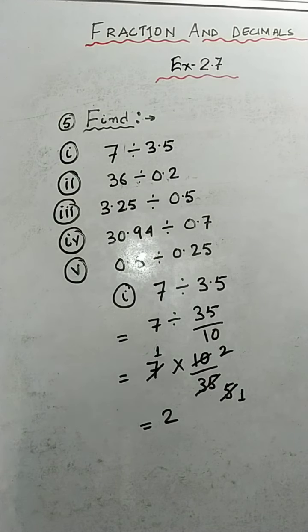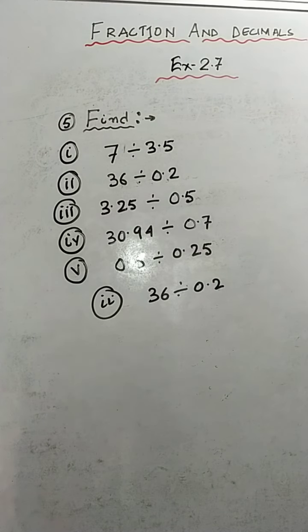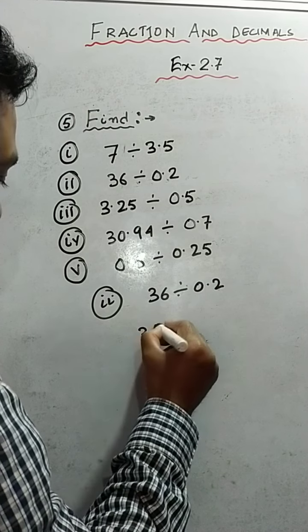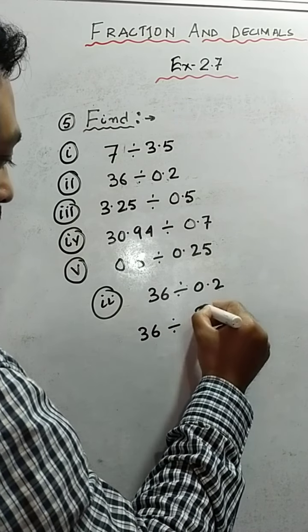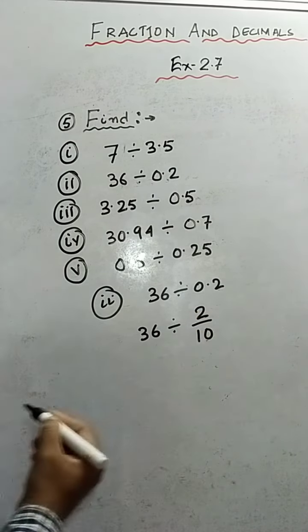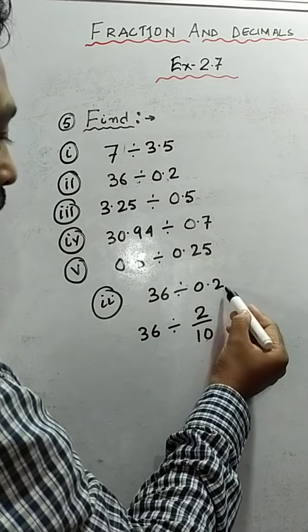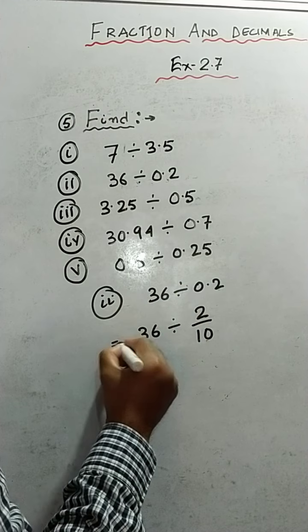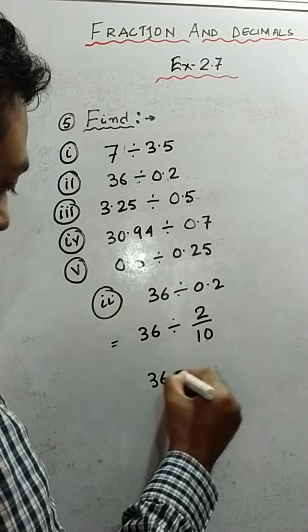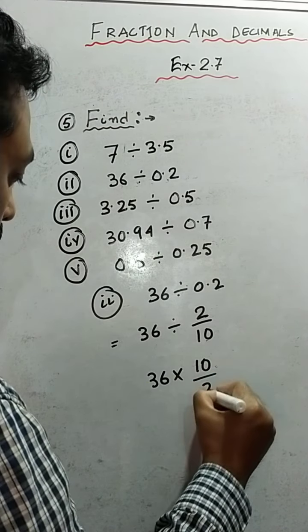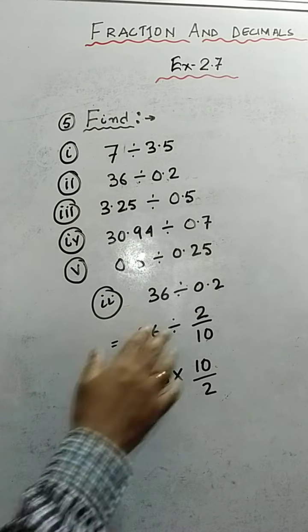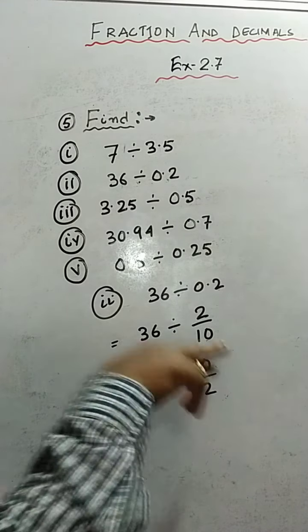Okay. So now let's move on to sum number 2. Now in question number 2 we have 36 divided by 0.2. So in the next step we'll write 36 divided by 2 upon 10. Why 2 upon 10? Because after the decimal how many digits? 1. So we have to divide the 2 by 10. So next step we'll write 36 into 10 upon 2. Okay, so when we put the multiplication sign in place of division, what happens? The right hand side fraction gets reciprocal, isn't it?